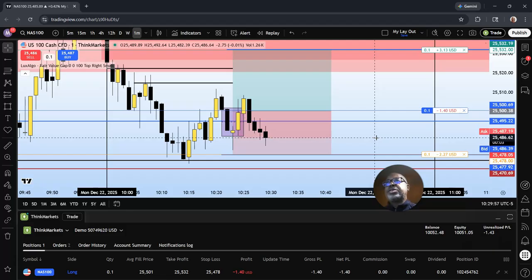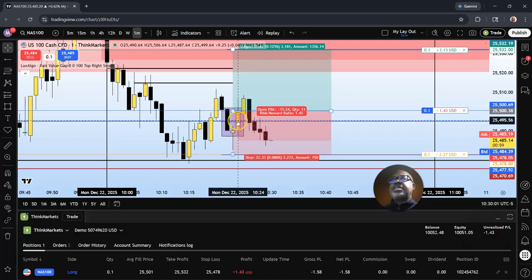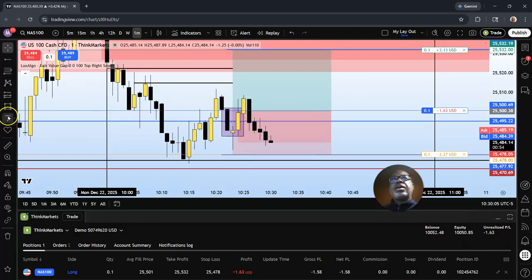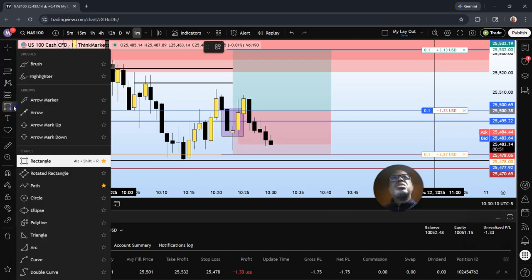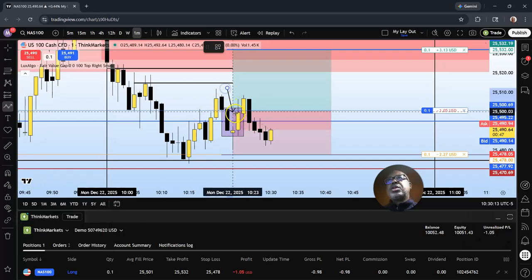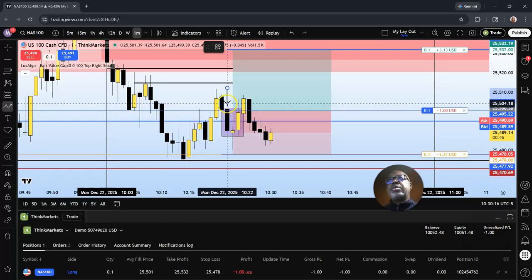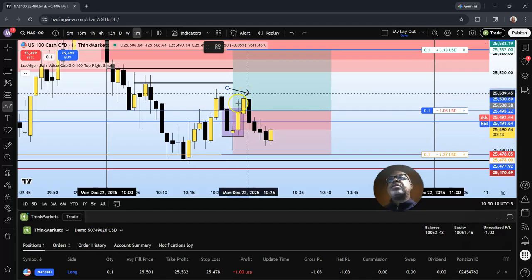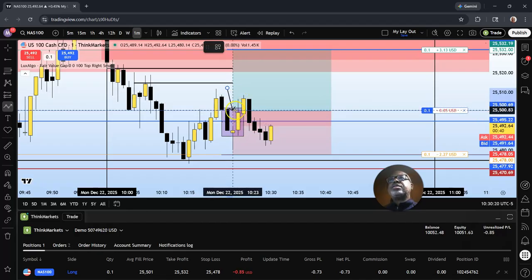So let's see what happens, because my mistake was not seeing this candle. This candle right here was supposed to be bigger than this black candle right there. So I closed below it, so as you can see.